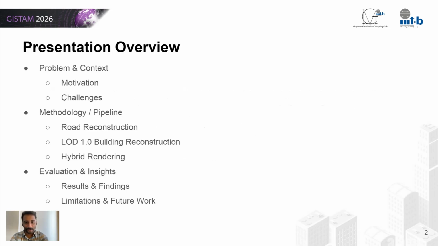I'll start with the problem context, the motivation, and a brief look at the key challenges. Then I'll walk through our methodology covering road reconstruction, LOD1 building reconstruction, and hybrid rendering. Here, by LOD1, we specifically refer to LOD 1.0, simple cuboid representations, and we don't go beyond that level of detail in this work. Then finally, I'll close with our results, findings, and limitations.